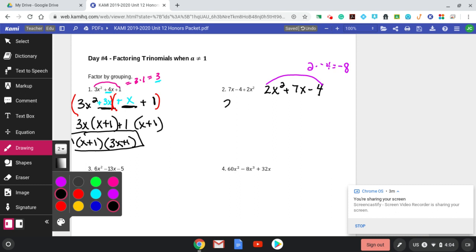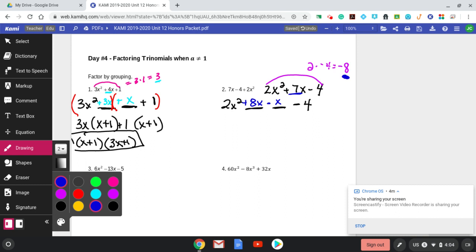Now I'm going to rewrite this: 2x squared, something, something, minus 4. The first and the last term do not change. Now, can you break that 7x up into 2 terms? It has to multiply to negative 8 and add to 7. Two numbers that multiply to negative 8 but add to 7. Ready? It's going to be plus 8x minus x.